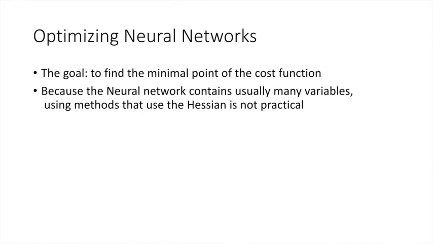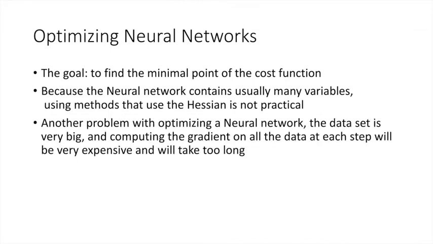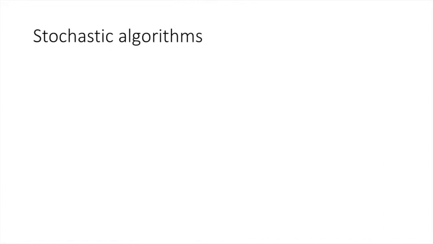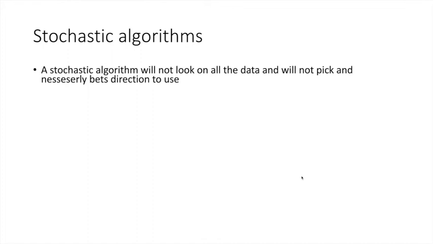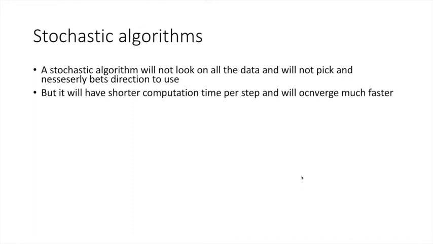Because the neural network usually contains many variables, using methods that use the Hessian is not practical. Another problem with optimizing a neural network is that the dataset is very big, and computing the gradient on all the data at each step would be very expensive and take way too long. So for that we have stochastic algorithms. A stochastic algorithm will not look at all the data and will not necessarily pick the best direction to use, but it will have shorter computation time per step and will converge much faster than an algorithm that will pick the perfect direction each time, but where each step takes much longer.